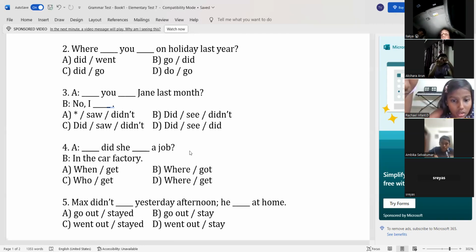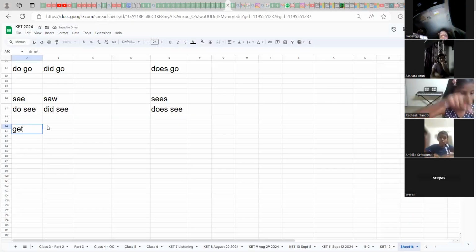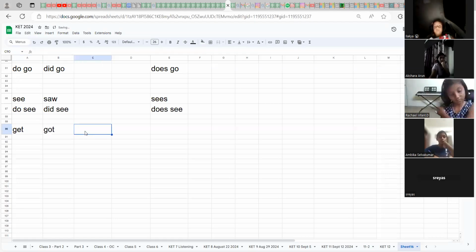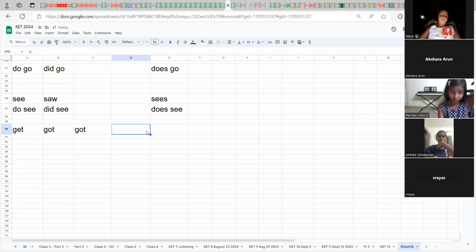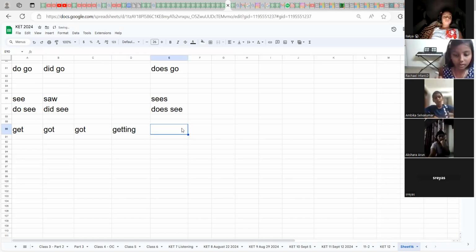Look at this. Option D, D as in dog. Everyone listen, number four, get, got. Very good, that is correct. In the British way, you go with got itself for V3. Getting, gets.